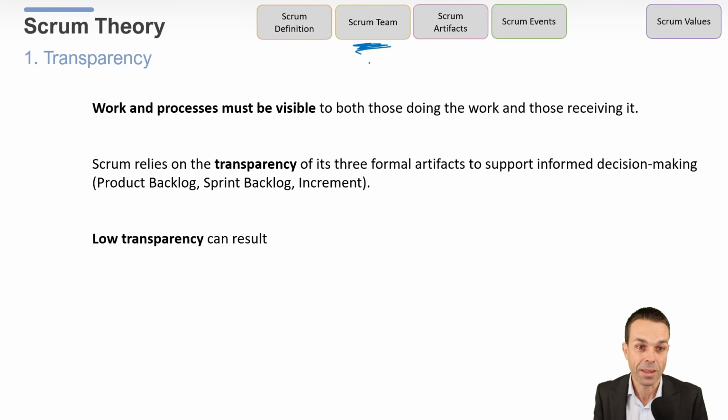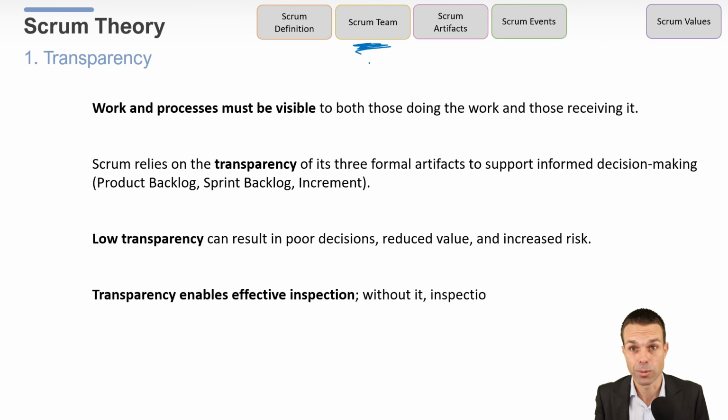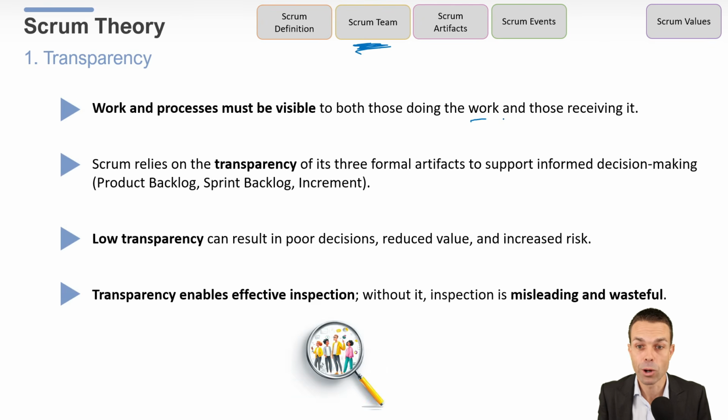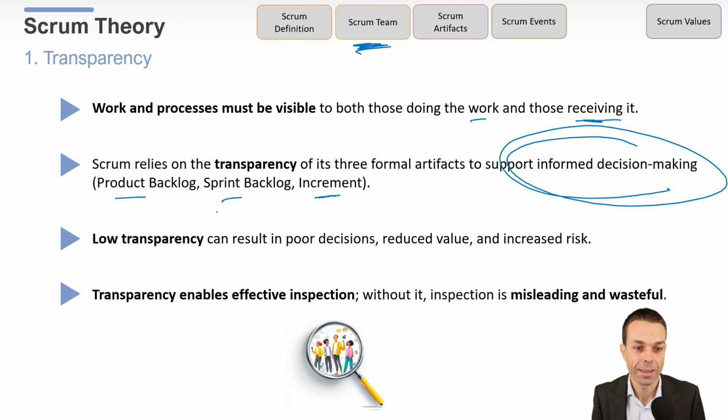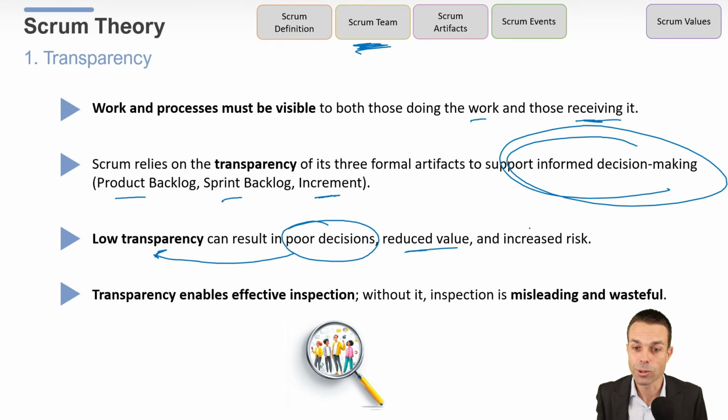Now, transparency. Work and processes must be visible to everyone, people doing the work and people receiving the work, so that we can inspect and adapt. Scrum relies on the transparency of these artifacts, the product backlog, sprint backlog, and the increment, for informed decision making. Low transparency can result in poor decisions because we don't have all the information we need to make the decision. It reduces value and it increases risk.